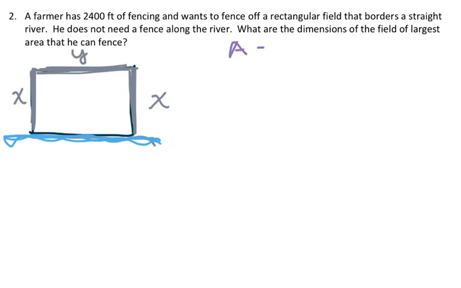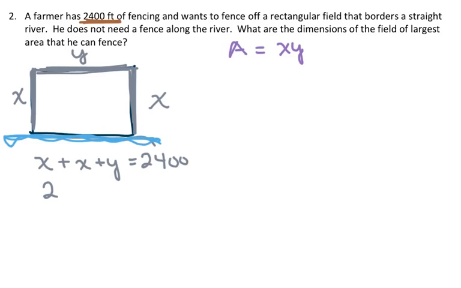So the area is length times width, or base times height, and in this case, it would be X times Y. Unfortunately, you can't maximize something with two different variables. It has to be just X or just Y. So we're going to have to figure out what X and Y is, and that's where this 2,400 feet of fencing comes from. The idea of 2,400 feet of fencing is that if I add all the sides that I need a fence on, which is X plus X plus Y, that should equal 2,400.